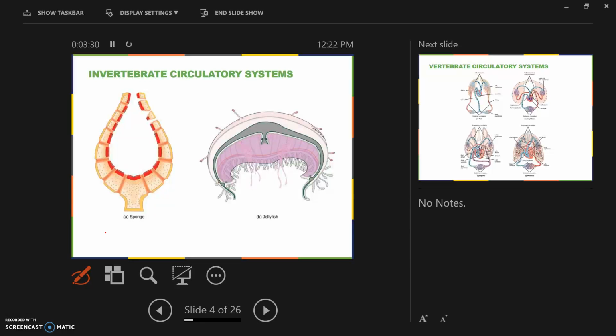And here is just an example of the sponge. Remember, it doesn't really have a circulatory system, but water comes in through all these pores and then goes out through the osculum. And in the jellyfish, the jellyfish has a gastrovascular cavity instead of having a circulatory system.